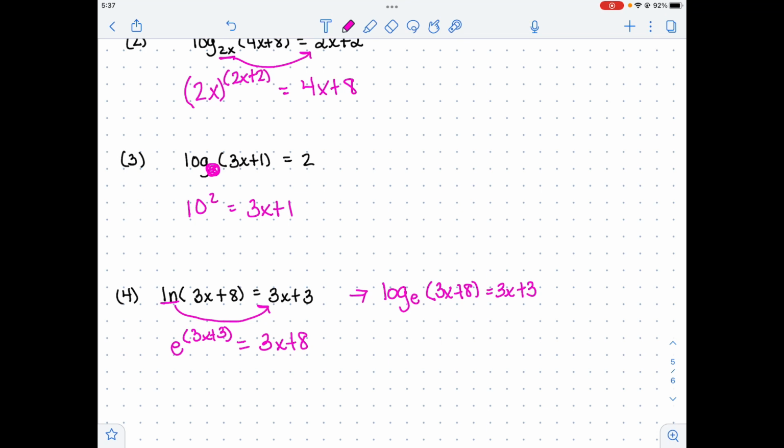All right, you have some practice. And hopefully this makes a little bit more sense or brings it back to your forefront, and you'll be ready to go.